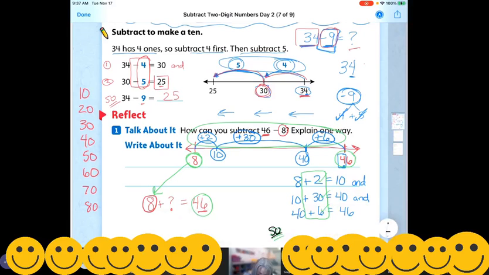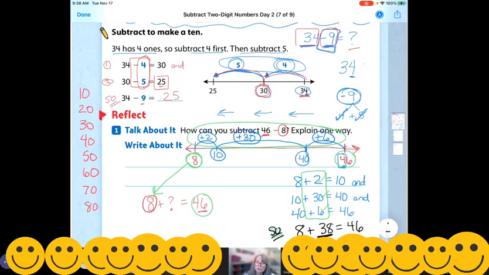So I know that 8 plus 38, folks, equals 46. We found the answer. Our missing number is 38, right? We solved it with addition.